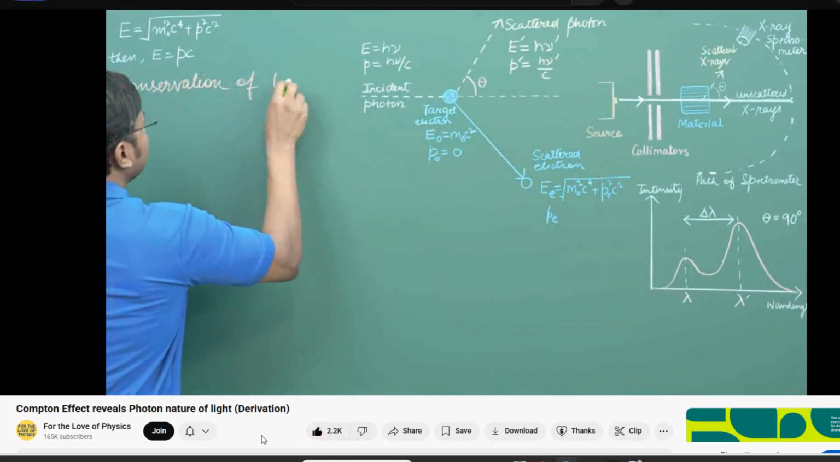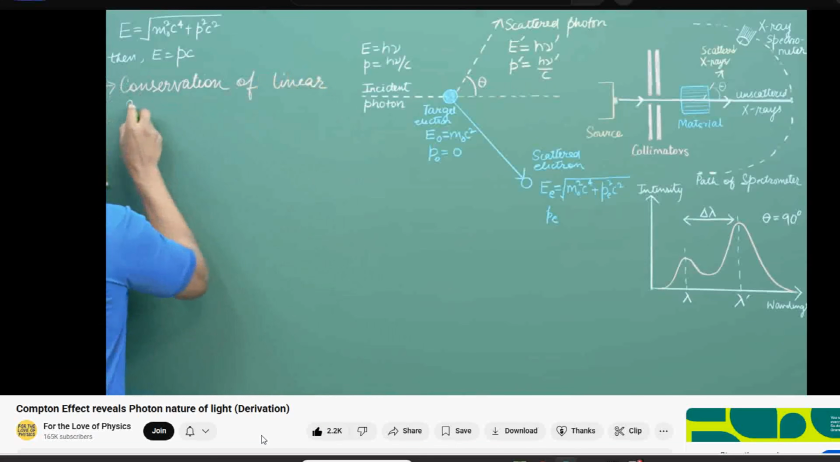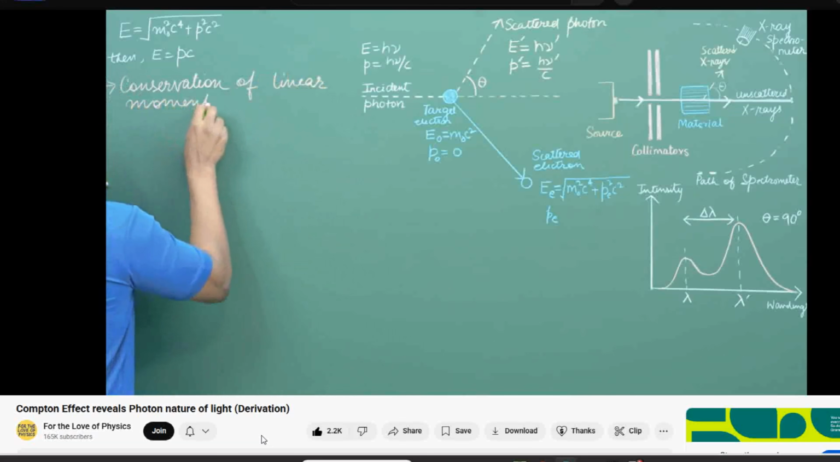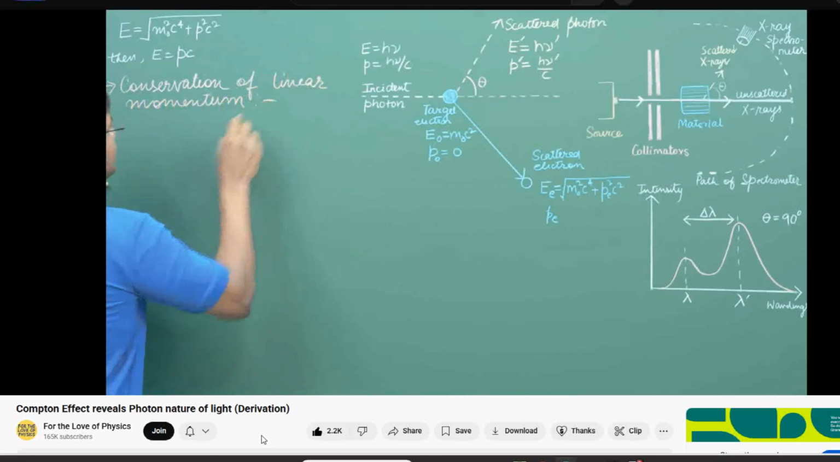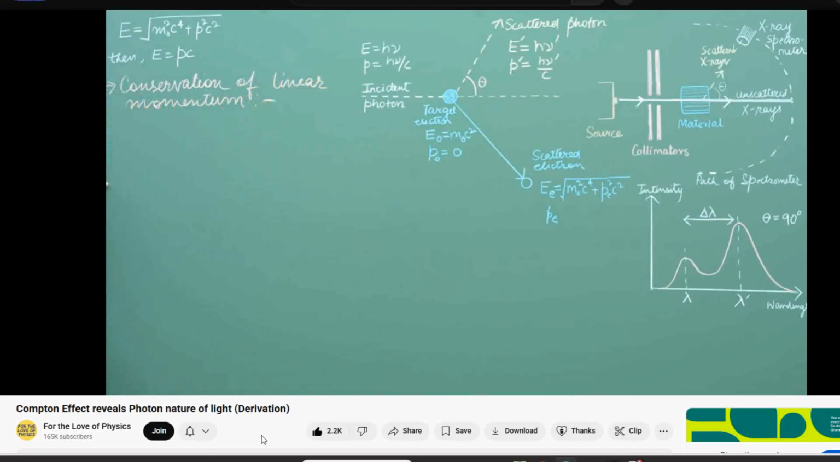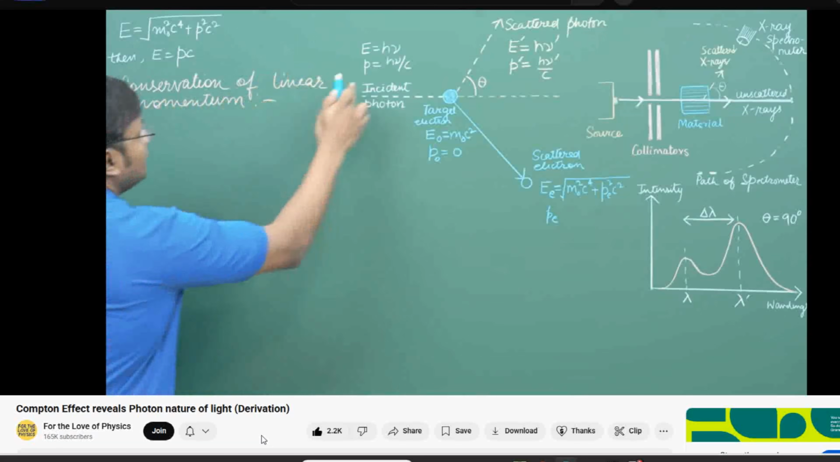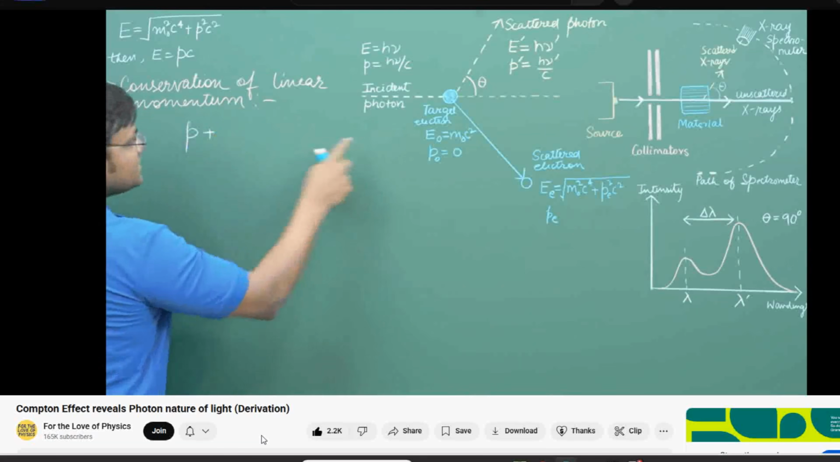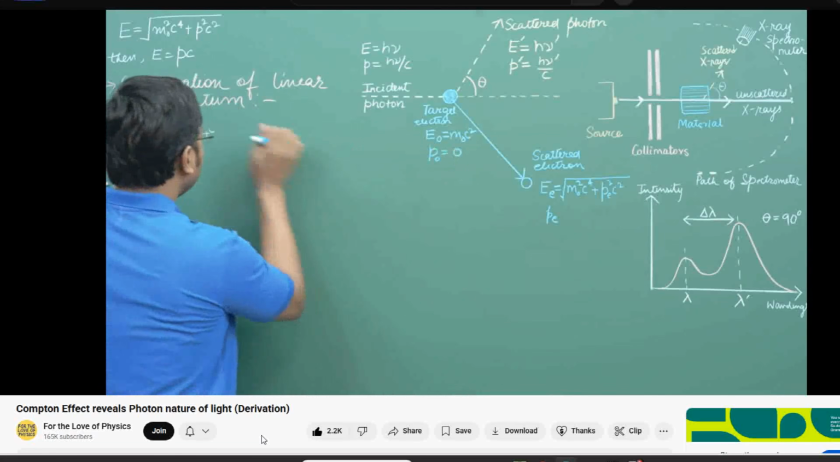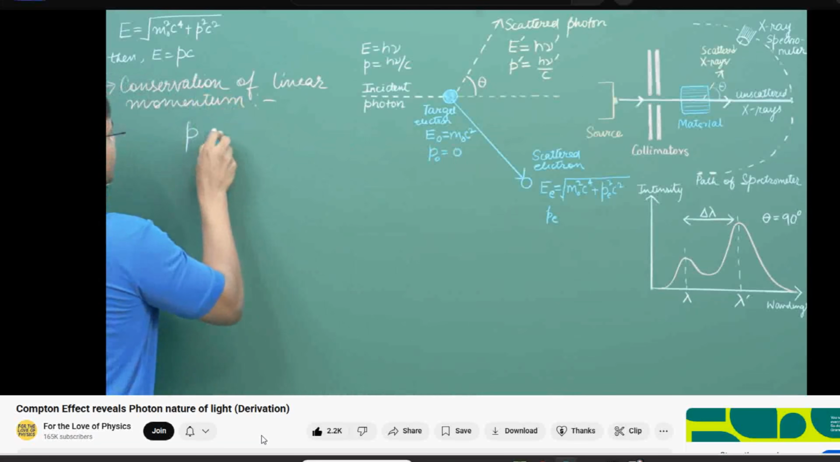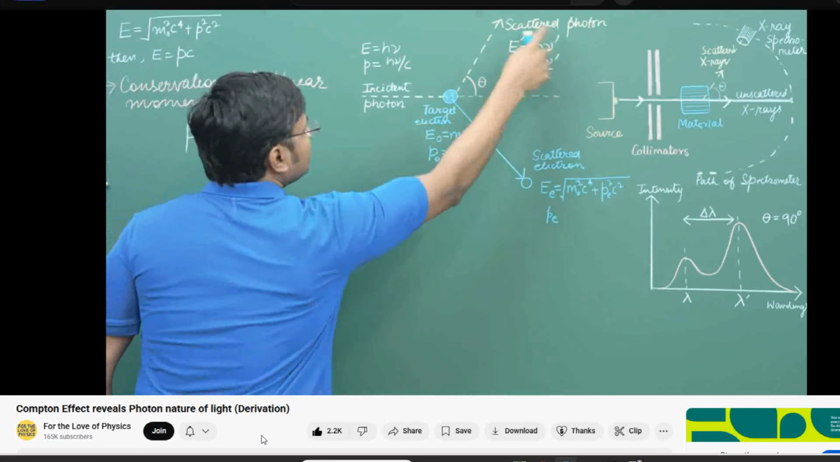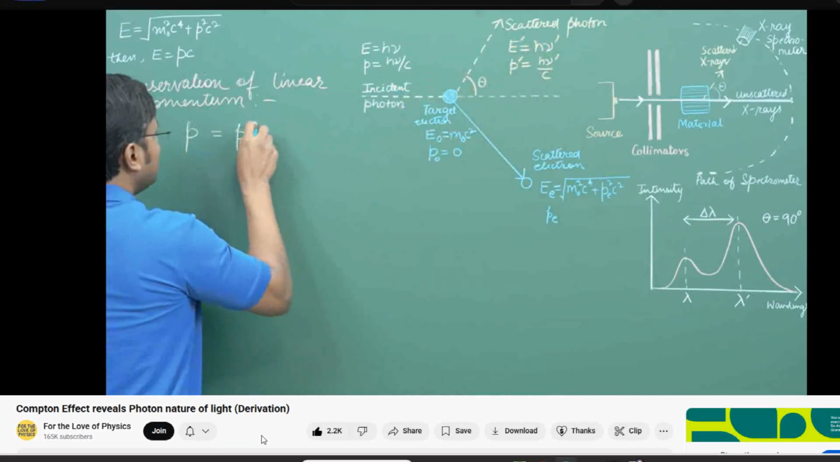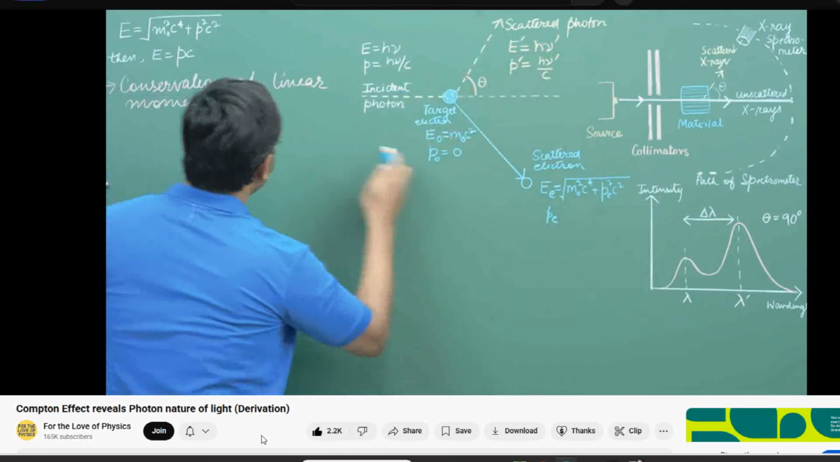So conservation of linear momentum. The conservation of linear momentum simply says that the momentum of the photon initially plus the momentum of the target electron, which is 0, so I can just write this in the left hand side, is equal to the momentum of the scattered photon P dash plus the momentum of the electron.